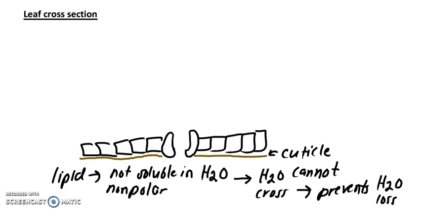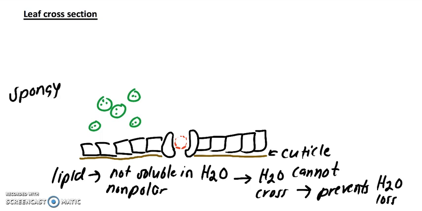So guard cells, epidermal cells, and cuticle. Here we have the stoma. Now going into the cell, you will see circular structures, loosely packed. And these structures, we call them spongy mesophyll. Meso means middle, as in the middle of the leaf.